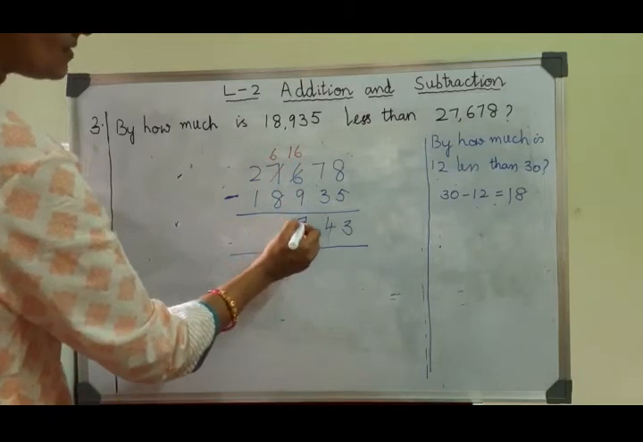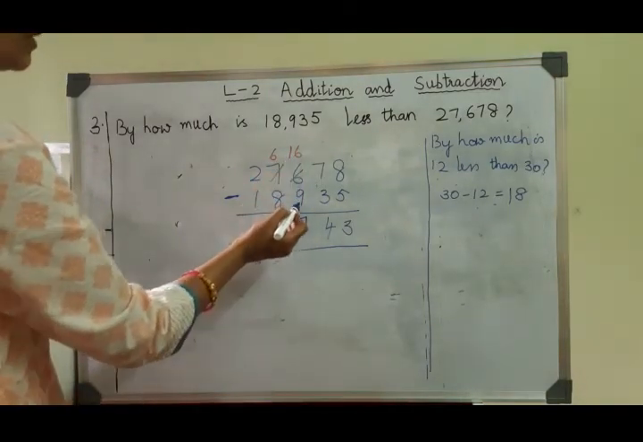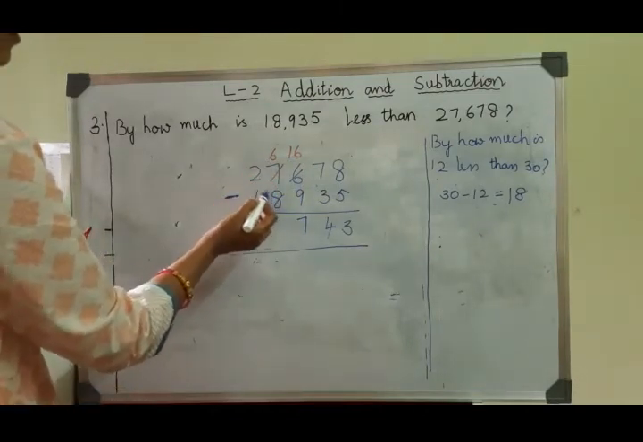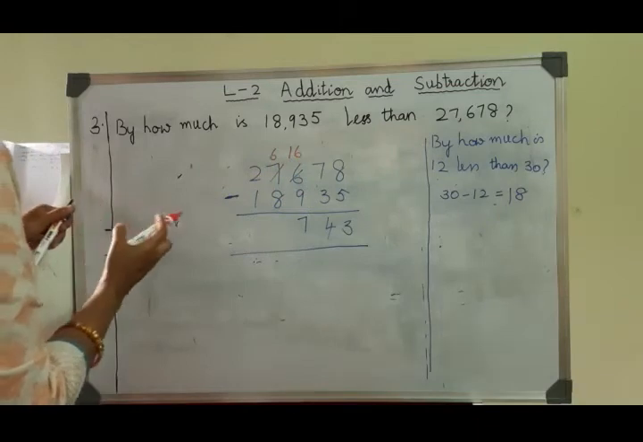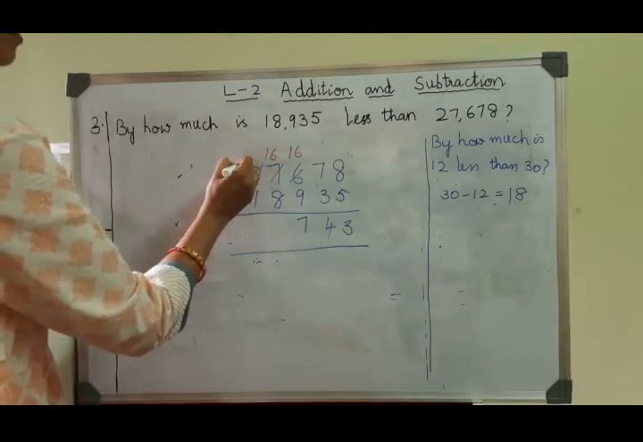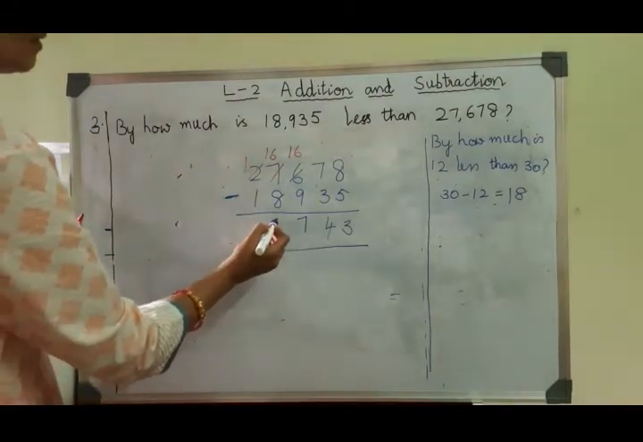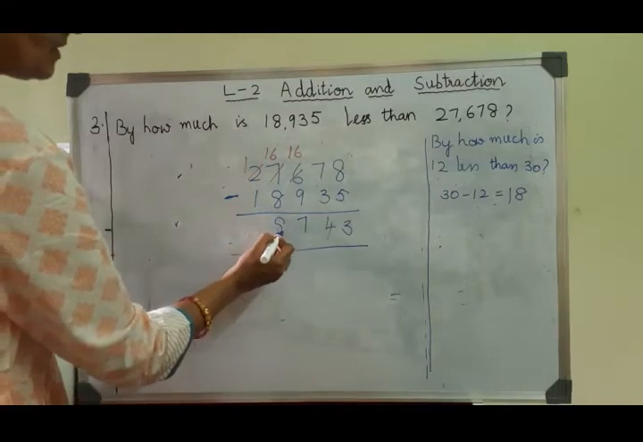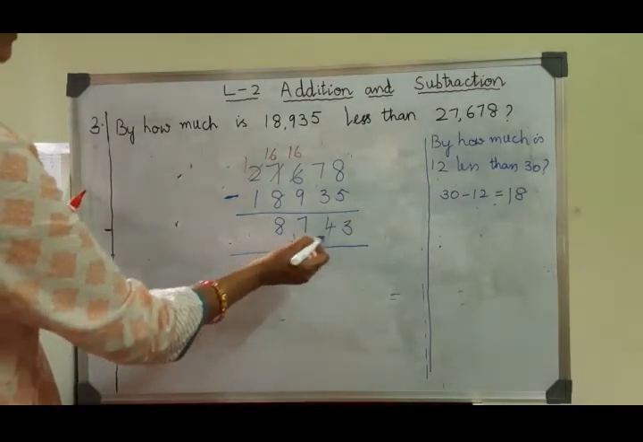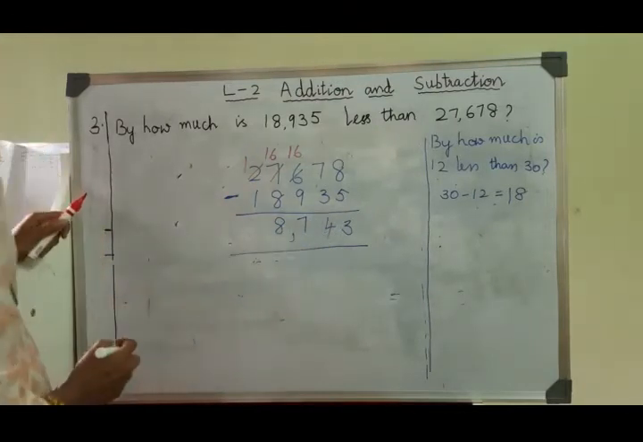Now 16 minus 7 minus 9, it is 7. 16 minus 9, it is 7. You cannot subtract 8 from 6. So what do you have to do? Here 2 will become 1 and 6 will become 16. 16 minus 8, it is 8. Now insert the comma after 3 digits from the right. Once the subtraction is over, then you have to insert the comma.